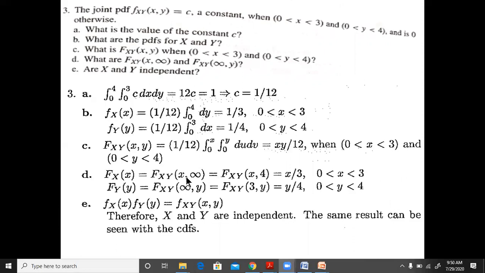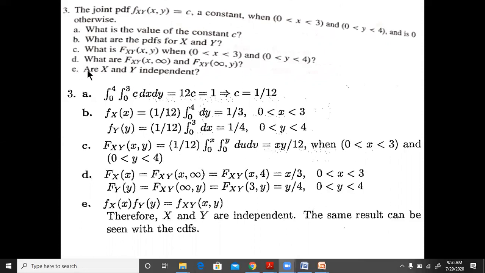Similarly, this infinity can be replaced by the maximum value for x, which is 3 here from the numerical given. And because it is F_Y(y), y is within the limit 0 to 4. So in this case, if you substitute x equal to 3, you will get y by 4, and that's why this is y by 4.